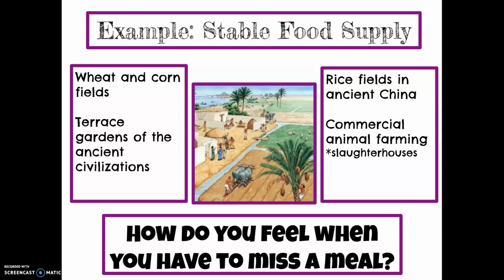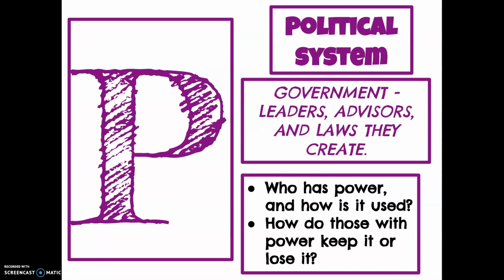We'll talk about the wheat and cornfields if you've ever driven through the Midwest in the US, rice fields in ancient China, commercial farming, where they have chickens and cows or pigs or things like that. Really think about if you have to miss a meal, are you able to have a clear, straight thought where you're ready to go? I find it to be very difficult. So let's move on to the next one.